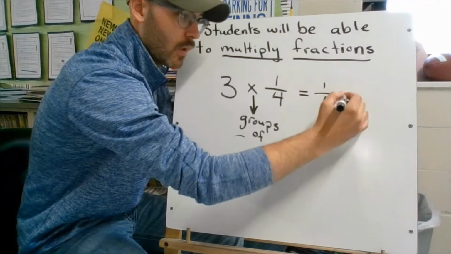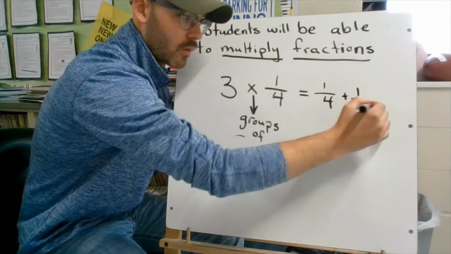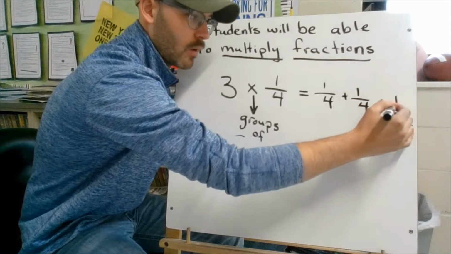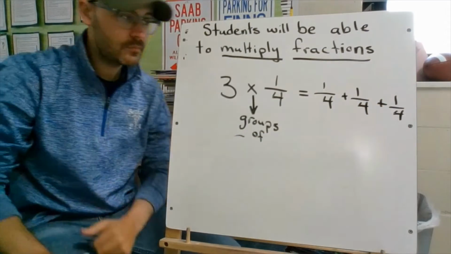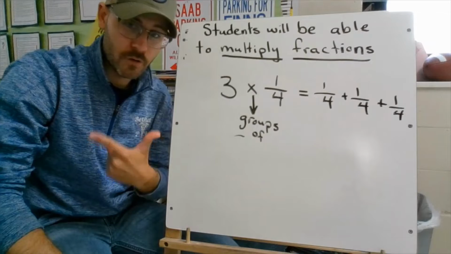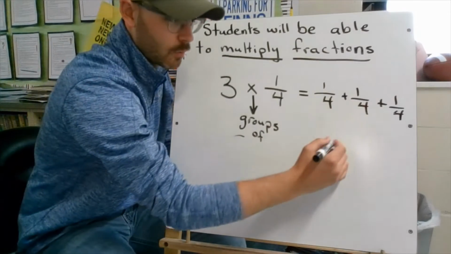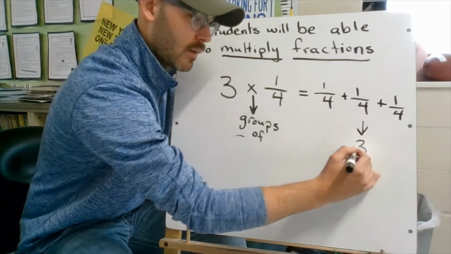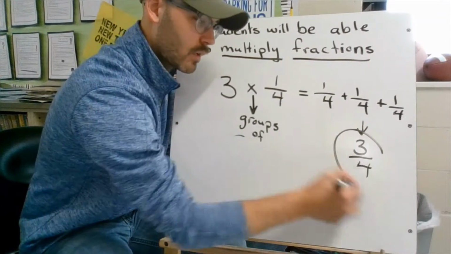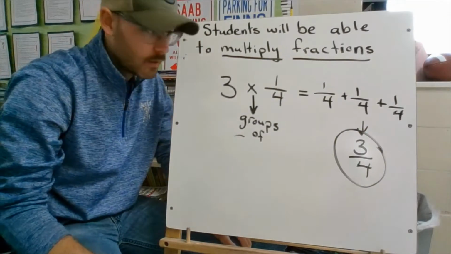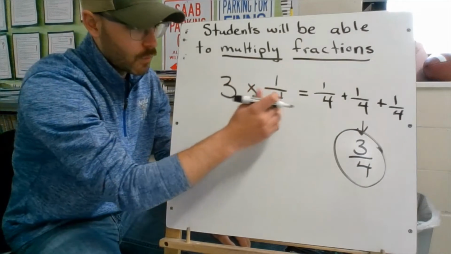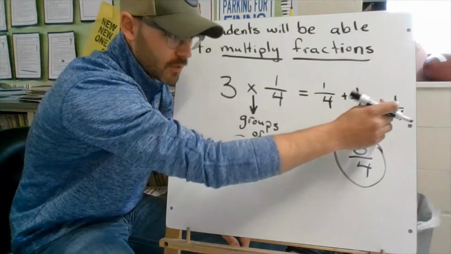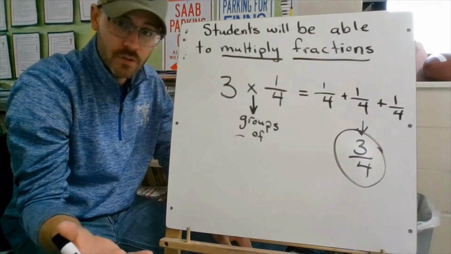1/4, that's 1 group of 1/4, 1/4, and 1/4. If I add 1/4 plus 1/4 plus 1/4, I just add the numerator, 1, 2, 3, it gives me 3/4. And I'm all done. 3 groups of 1/4 is equal to 1/4 plus 1/4 plus 1/4, which gives me 3/4.